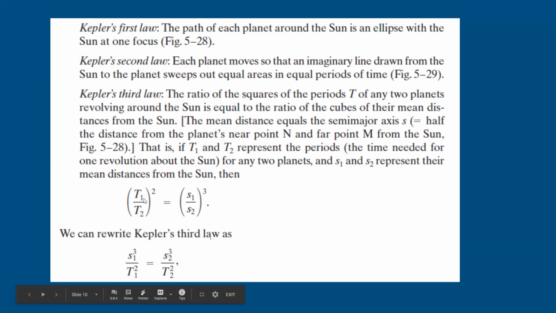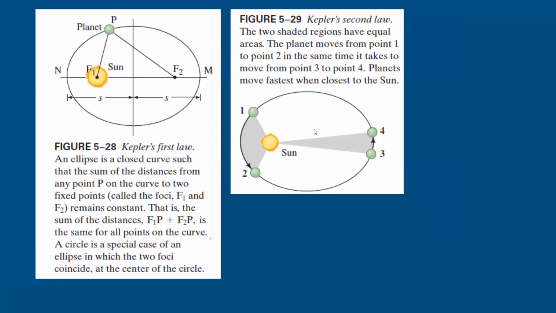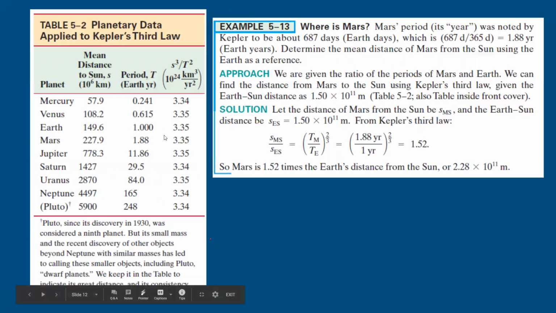So directly proportional for one planet, the square of the period is directly proportional to the cube of its mean distance. Okay, because it is increasing. Okay. So these are the illustrations. And planetary data, if you have noticed, if you take S cube over T squared, you have noticed that they have a constant ratio. So that's by the third law.